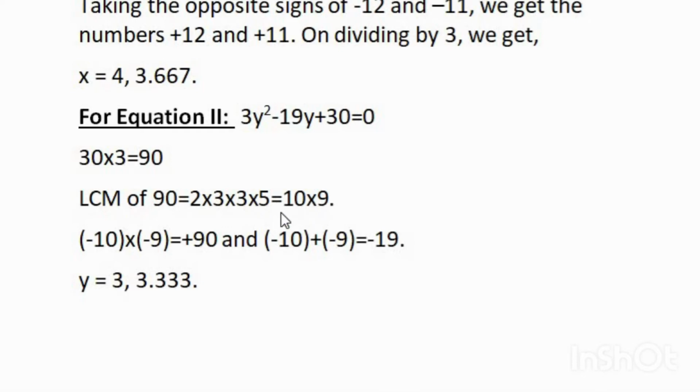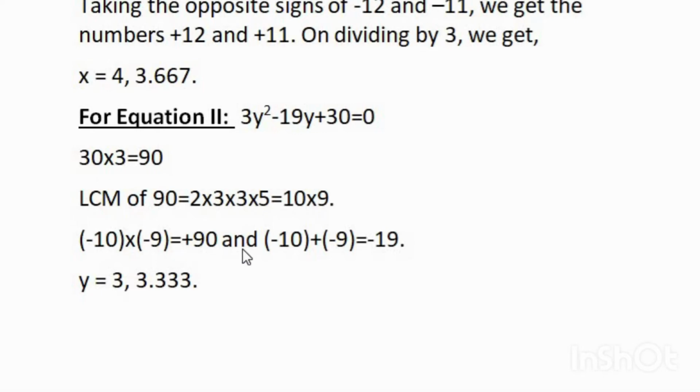as 10 into 9. Why have we written 10 into 9? Because when you multiply 10 and 9, you will get 90, and that is minus 10 into minus 9. Why have we taken minus of both the numbers? Because we have to get the middle term as minus 19. So that we can write minus 10 plus minus 9, which is equal to minus 19, the middle term. And when we multiply these two numbers, that is minus 10 into minus 9, we get the answer obtained in step 1, that is plus 90, because minus minus will turn plus.